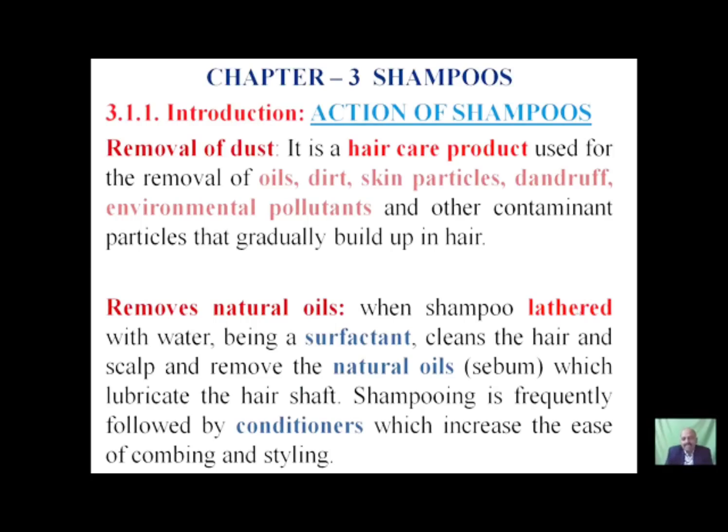Now we'll discuss the action of shampoos: removal of dust and removal of natural oils. That is the main action of shampoo. So, shampoos are hair care products used for the removal of oils, dirt, skin particles, dandruff, environmental pollutants, and other contaminant particles that gradually build up in hair.